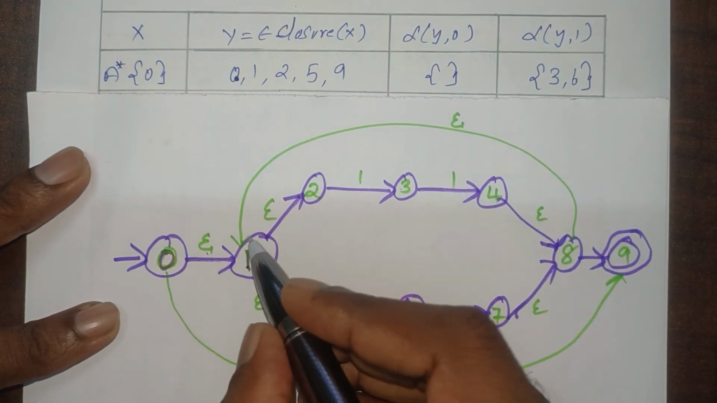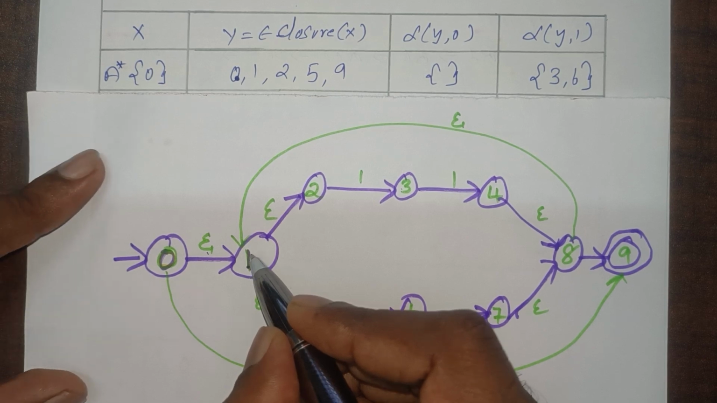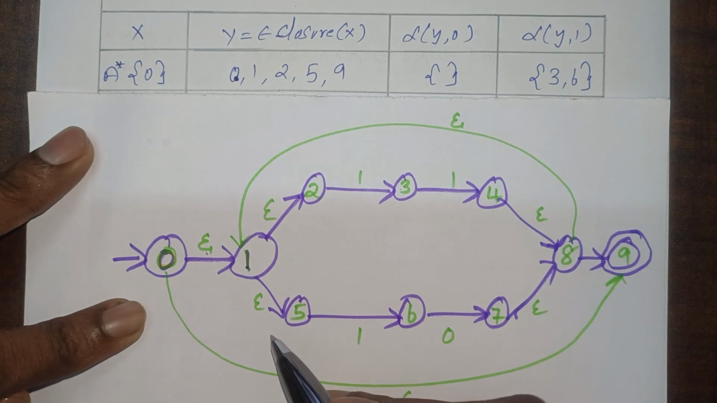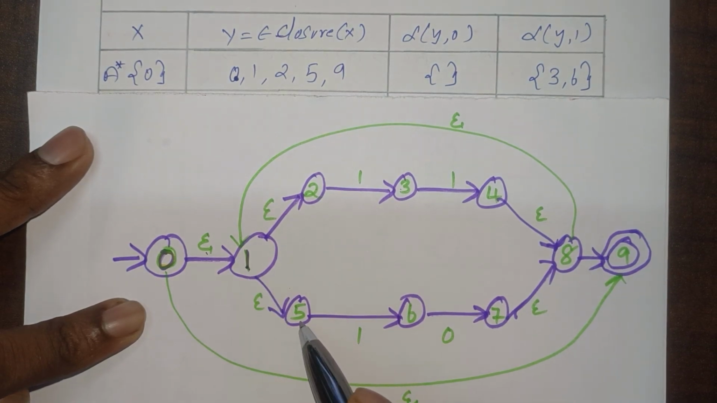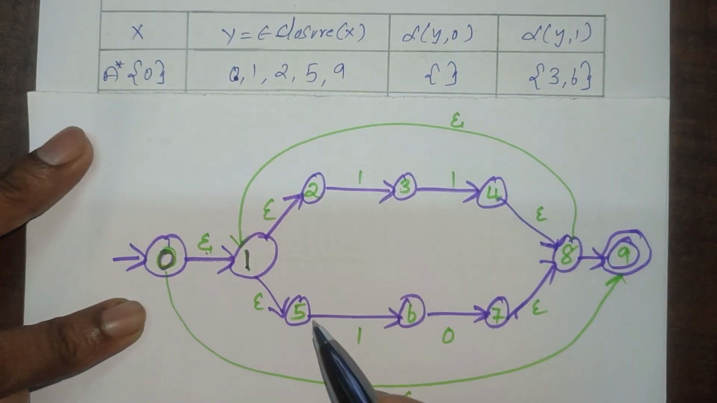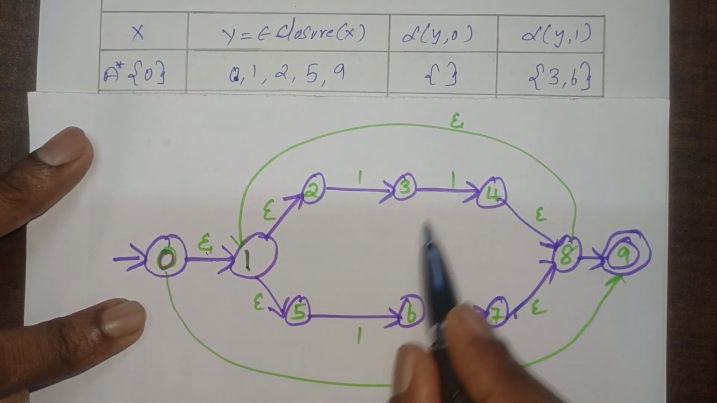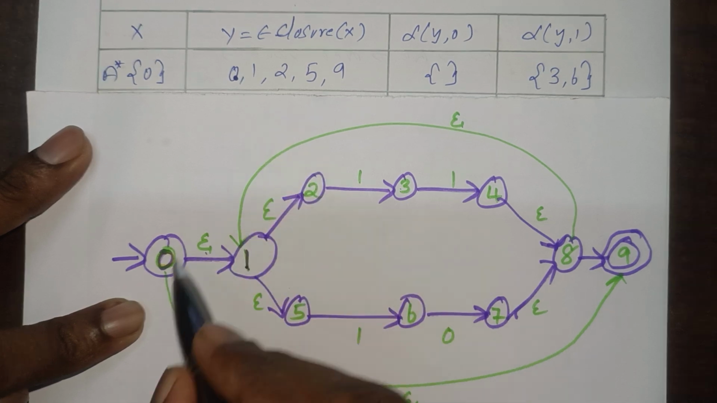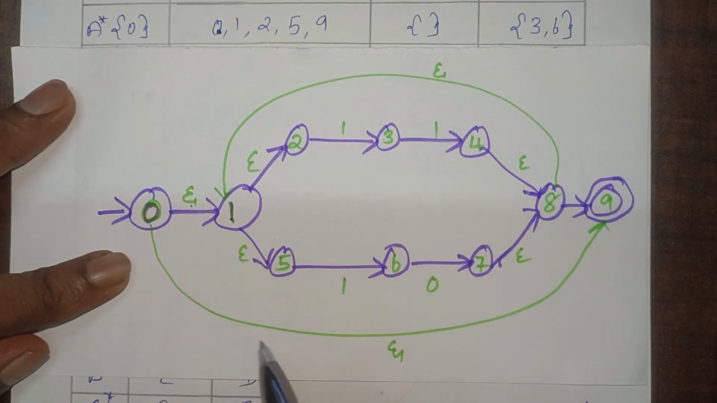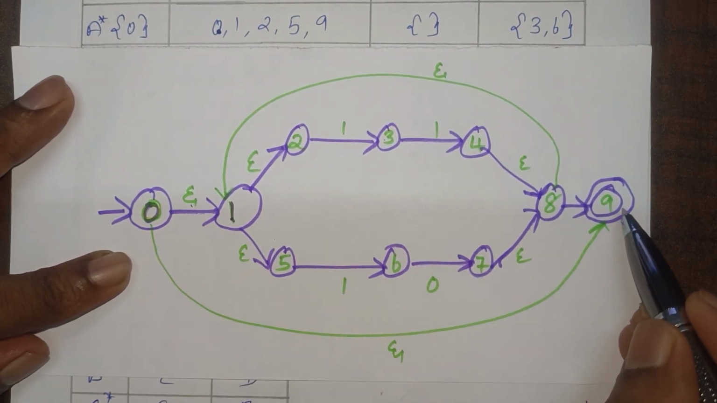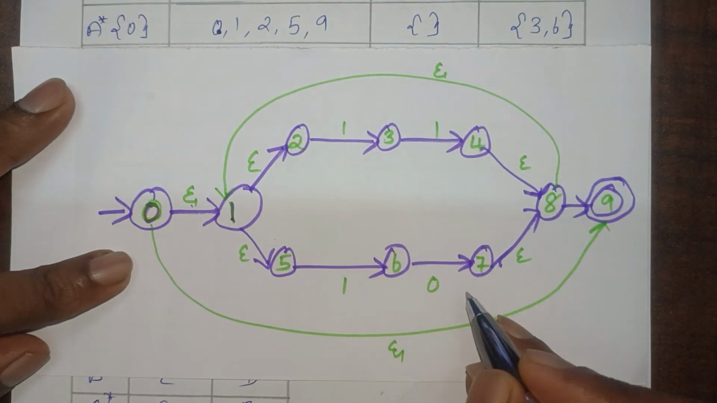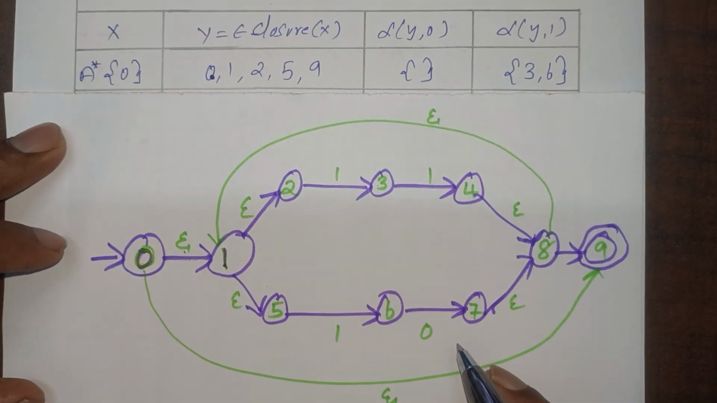Again I am checking that 1 is not stopping here. 1 is taking epsilon to reach 2, so I have mentioned 2 here. Again 1 is taking epsilon to reach 5, so I have taken 5 here. After 2 you can see there is no epsilon. After 5 you can see there is no epsilon. So after all this, 0 is directly taking epsilon to reach 9, so I have mentioned 9 here. So the second column is also over. I hope you understood.